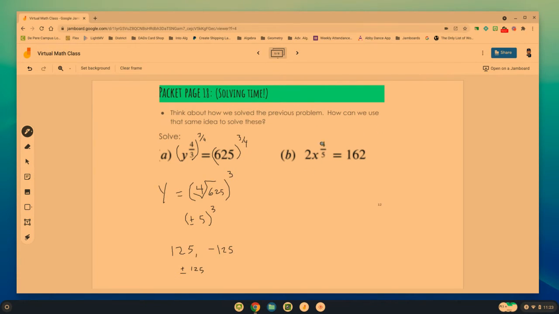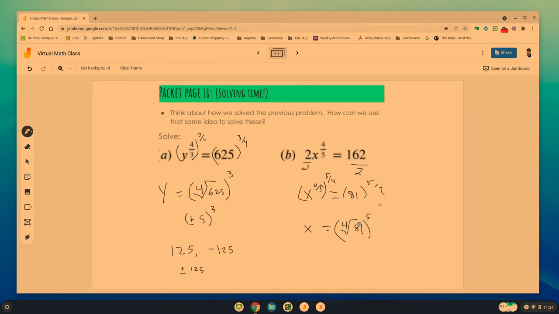Letter B, again, we're trying to isolate the x value, so we need to divide by 2, or x to the 4/5 equals 81. To undo that 4/5, that power, I got to raise it to the power of its reciprocal. And if I do that to one side, we got to make sure we do it to the other. So that means x equals the 4th root of 81 raised to the power of 5.